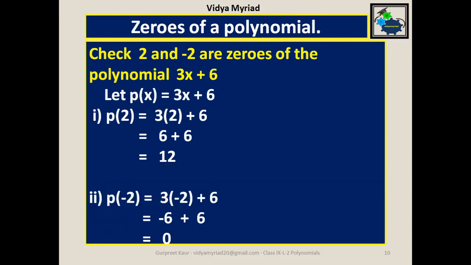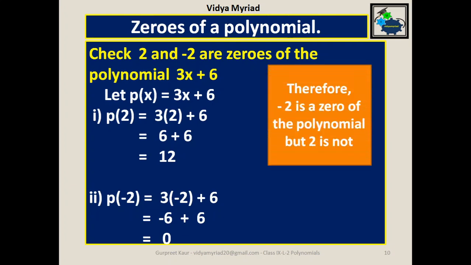Now let me put x as minus 2. So 3 into minus 2 plus 6, which is equal to minus 6 plus 6, which is 0. So I can very clearly say that minus 2 is a zero of the polynomial, but 2 is not a zero of the polynomial.